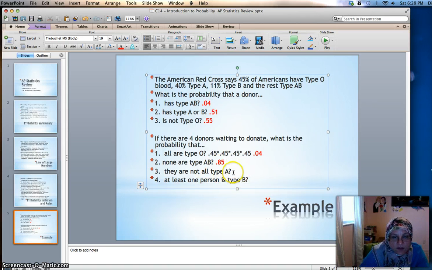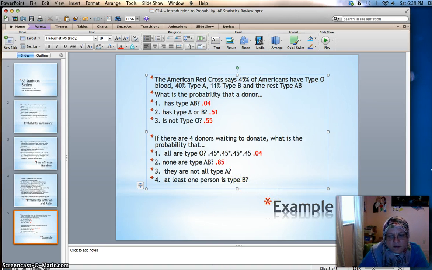So this is a case where I really want to use the complement rule because I don't want to add all of those different probabilities up. I don't want to have to do the probability of none plus the probability of 1, which is actually pretty hard to compute because I have to do a combination there, all the different ways that you could have one person be type A out of the 4. And then all the different ways that you could have 2 of the 4. And then all the ways that you could have 3 of the 4 be type A. So that's just a lot of work.